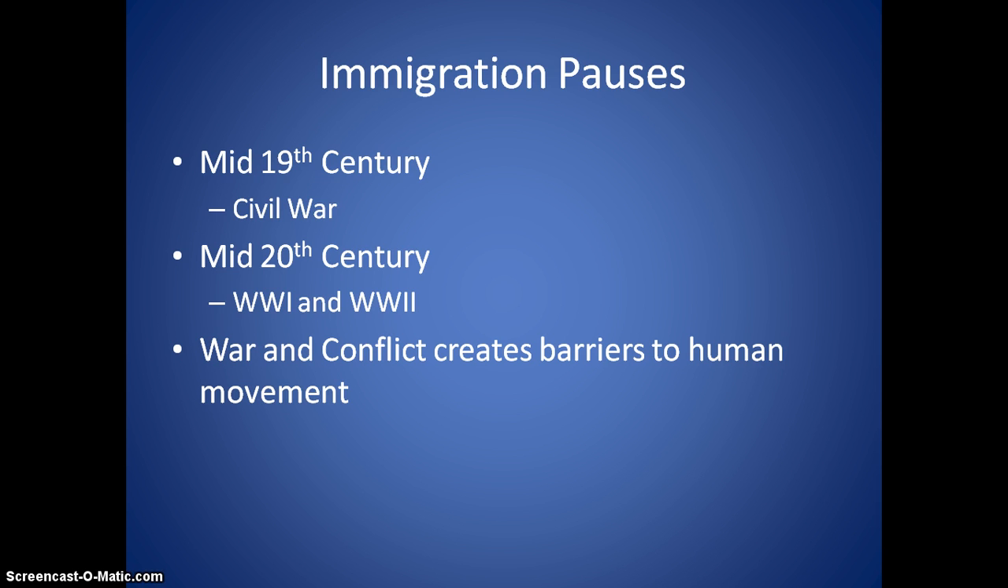Then, of course, World War I and World War II are going to create substantial problems for people. Even if they want to come to the United States, it's going to be relatively tricky. So you see that last comment there: war and conflict create barriers to human movement. And so that's something important to keep in mind as we look at the different migration waves.